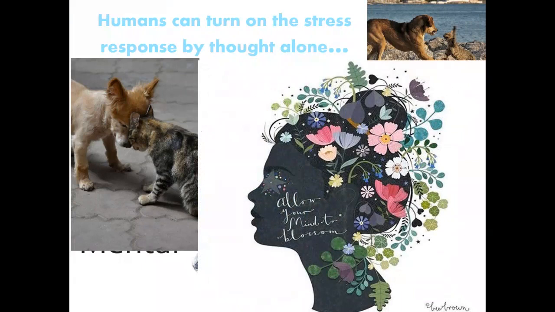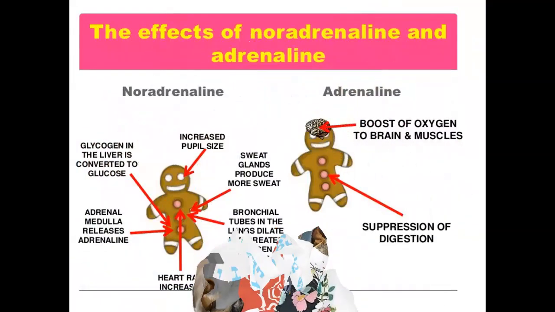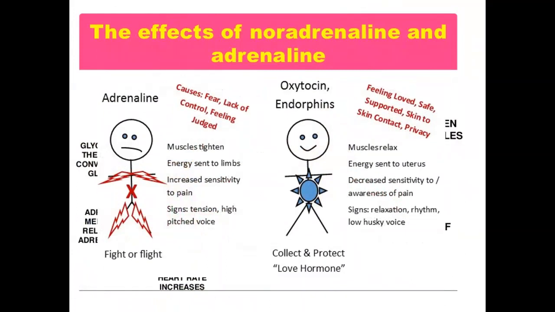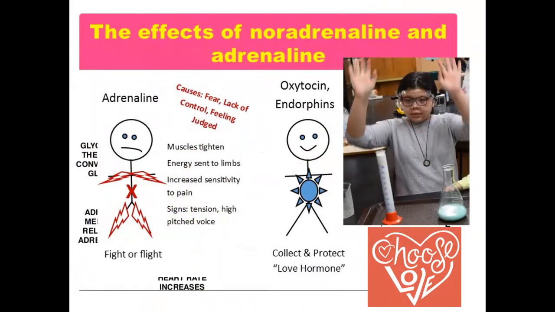Everything else, all other animals need something real to happen. And so you choose your thoughts. I think about flowers, choosing love, survival versus creation. All right. And again, adrenaline causes fear, lack, control, feeling judged, right? Or when you feel love, you release oxytocin and endorphins. So is there really a choice? Choose love. Olivia wants you to choose love. Choose love.